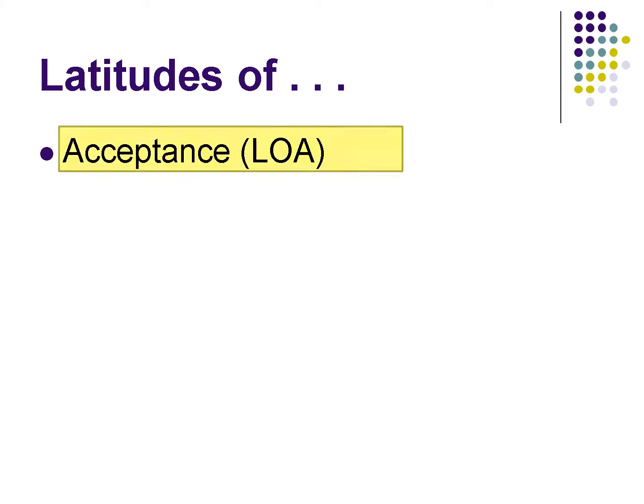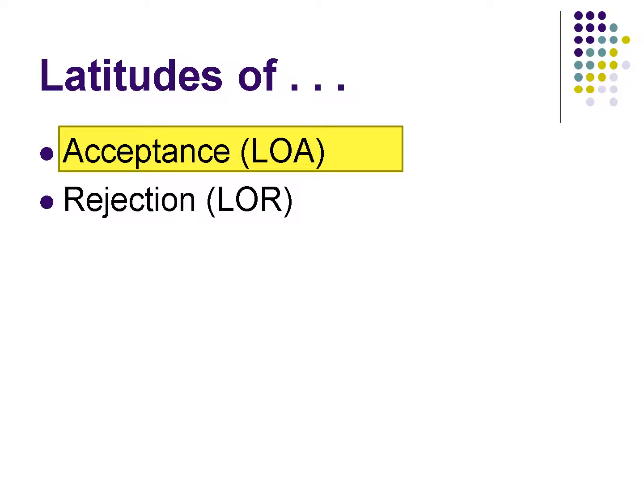And all of those positions are called our latitudes. And so we have latitudes of acceptance. In the previous example, that was what was marked in yellow. The position you really knew you supported was your latitude of acceptance. It's a position you, wait for it, accept.